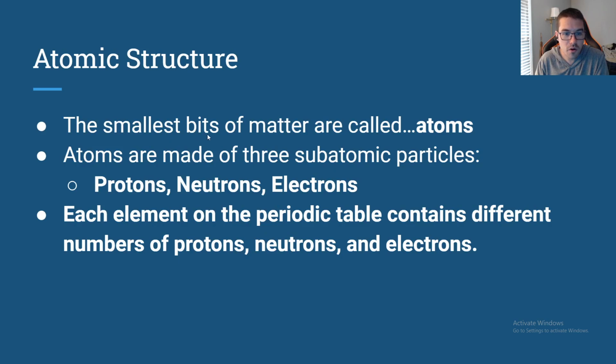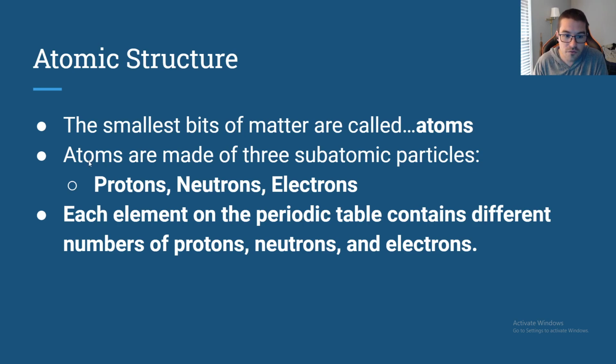So the smallest little bits of matter that exist in our universe are called atoms. You can think of them as like the smallest Lego in a big bin of Legos, right? Everything that we see around us, including our bodies and the world around us, is made of individual atoms that are put together in certain configurations.